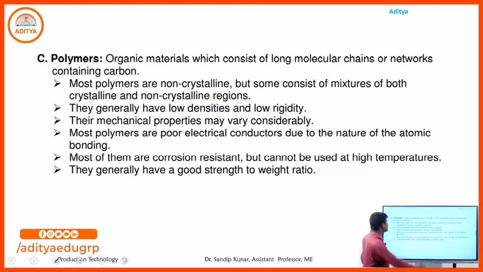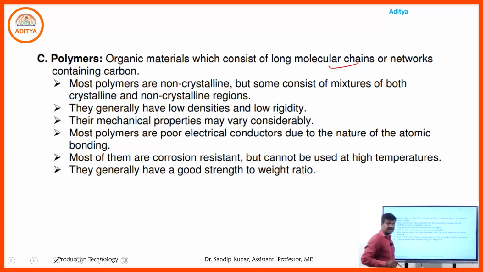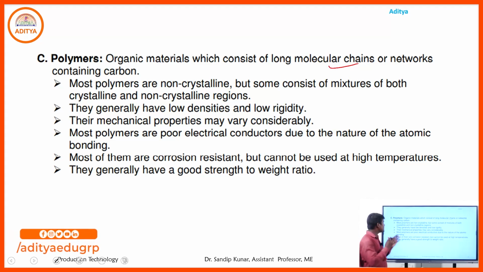Polymers. Polymers are organic materials which consist of long molecular chains and networks, containing carbon as a constituent. What are the properties? Generally polymers have a non-crystalline structure, which means the arrangement of the grains is irregular. Generally they have low rigidity and low densities, and mechanical properties may vary considerably. They have lower strength and corrosion resistance properties, and they are not good electrical conductors. Due to those properties, polymer materials have different applications.